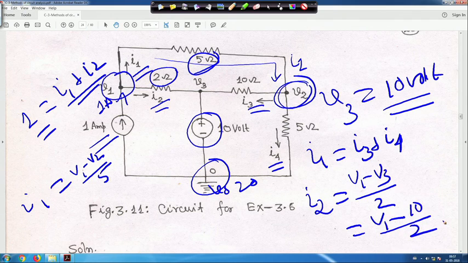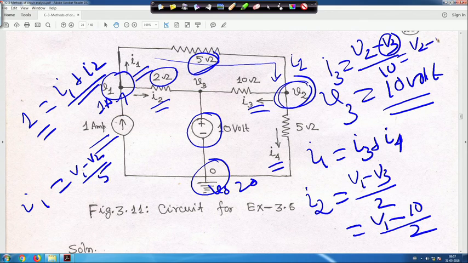So, I2 is equal to (V1 minus 10) upon 2. Then I3 is flowing from 2 to 3, so I3 is equal to (V2 minus V3) by 10. V3 is actually 10 volt, so basically it will become (V2 minus 10) by 10. So, this will be your I3.